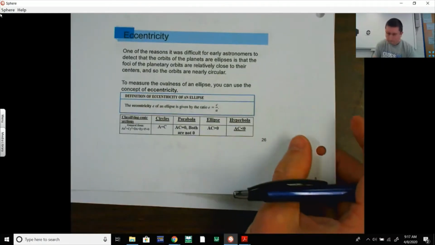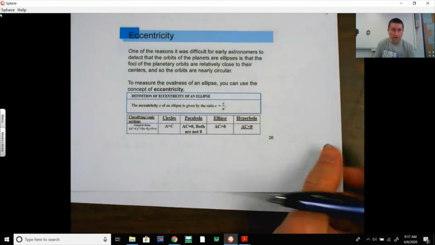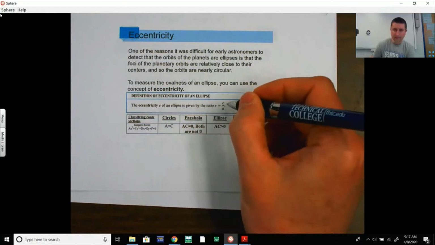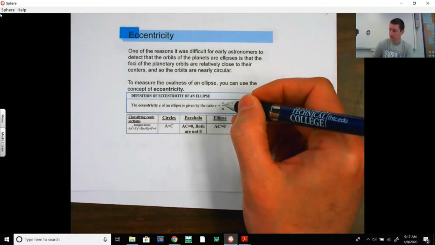Eccentricity. One of the reasons it was difficult for early astronomers to detect that the orbits of the planets are ellipses is that the foci of the planetary orbits are relatively close to their centers. So the orbits are nearly circular. To measure the ovalness of an ellipse, you can use the concept of eccentricity. And here's your formula for eccentricity. These are the C's and the A's that we've been working with.